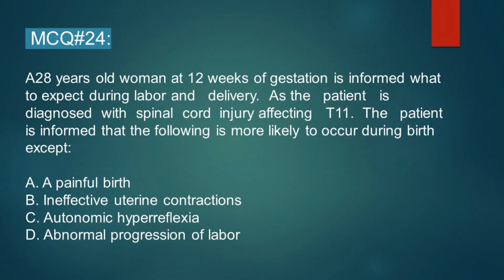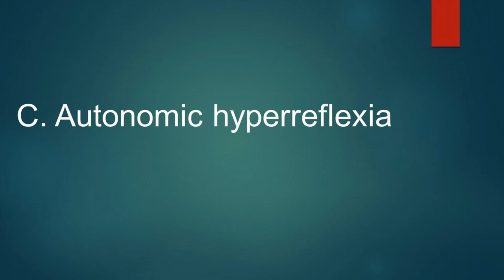A 28-year-old woman at the 12th week of the gestation is informed what to expect during the labor and delivery, as the patient is diagnosed with a spinal cord injury that affecting T11. The patient is informed that the following is the most likely to occur during the birth, except option A, a painful birth. Option B, ineffective uterine contractions. Option C, autonomic hyperreflexia. Option D, abnormal progression of the labor. And the correct answer is option C, autonomic hyperreflexia.